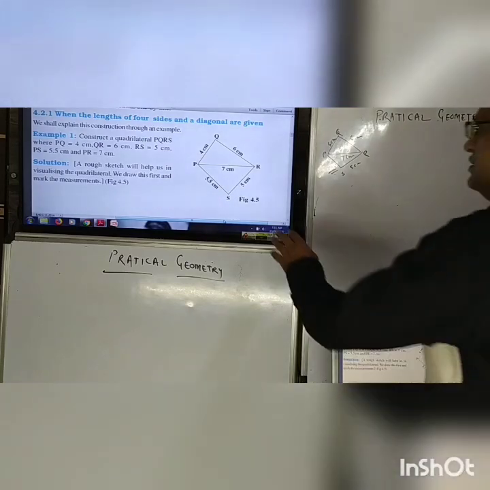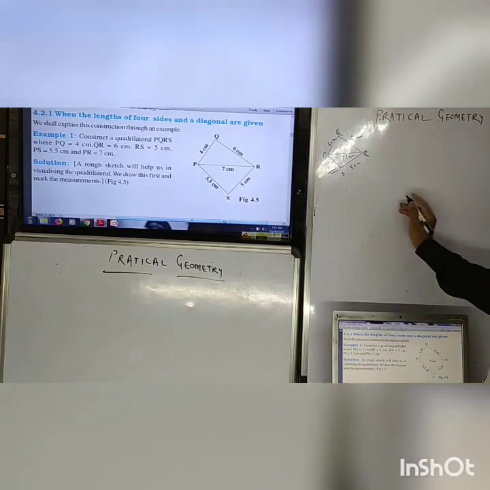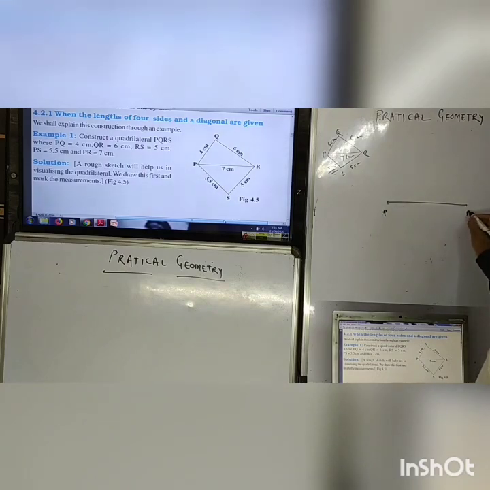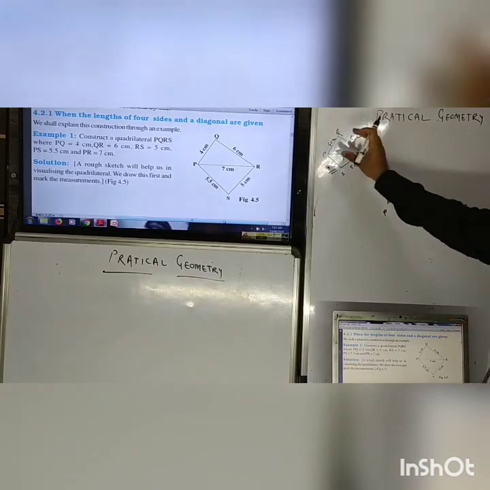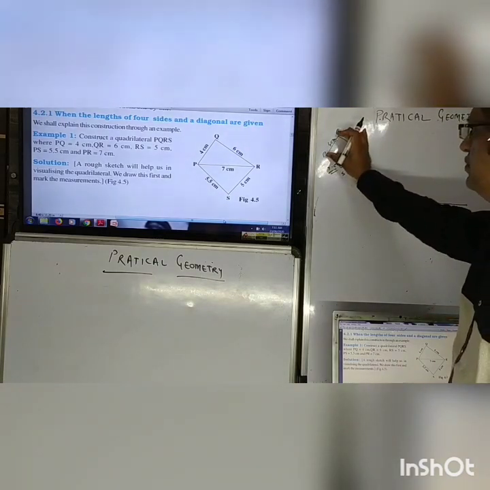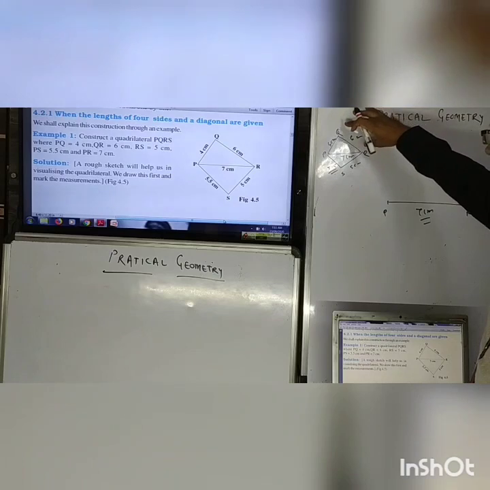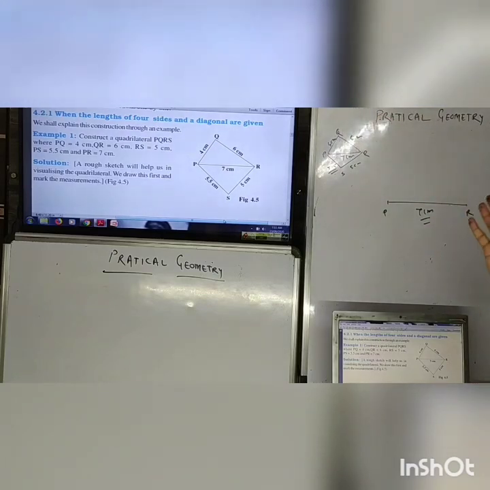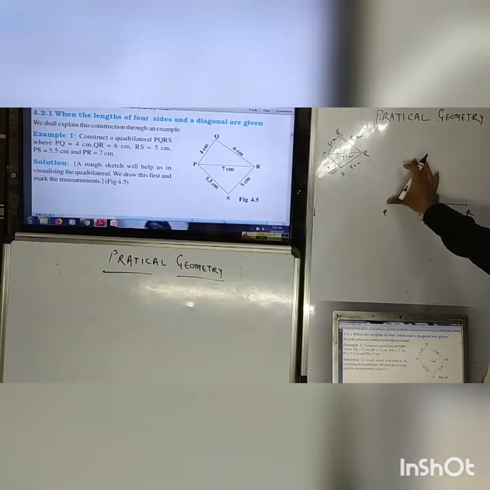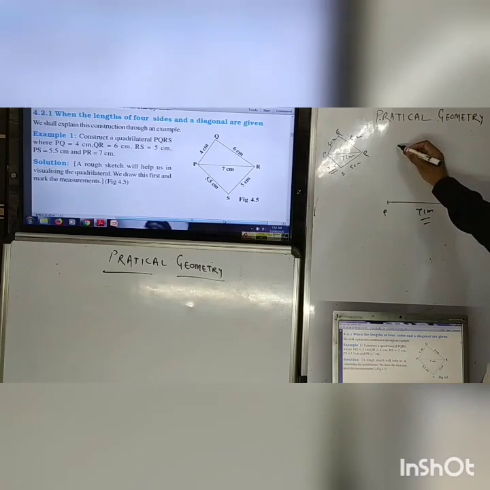Now let us say this PR equal to 7 cm. Draw this PR first. Construct PR equal to 7 cm. On one side of PR, there is point Q. Q is at 4 cm from P and at 6 cm from R. Take 4 cm in the rounder, put the metallic end of the rounder at P and draw an arc of radius 4 cm.